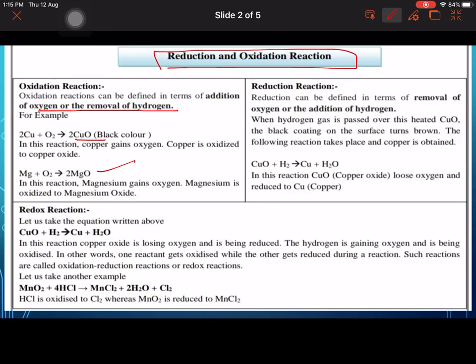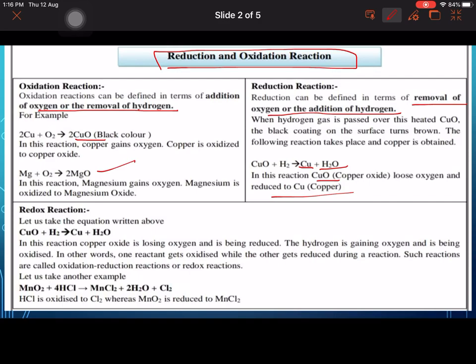Reduction reaction is also defined in terms of removal of oxygen or addition of hydrogen. When copper oxide is there and we add hydrogen, it becomes copper plus water. So this copper oxide loses oxygen and reduces to copper. So this is how this reaction takes place. When hydrogen gas is passed over the heated copper oxide, the black coating on the surface turns brown and the following reaction takes place and copper is obtained.